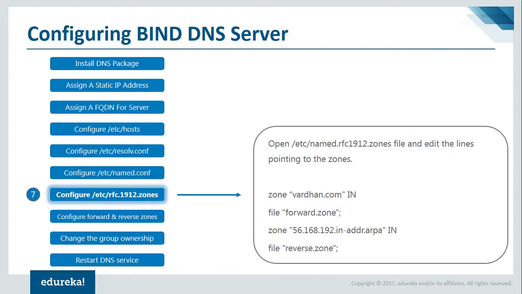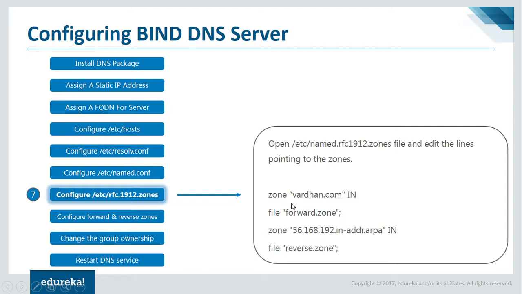Once you're done with that, let's go to step number 7. We have another file here, which is the rfc.1912.zones. These two files, the named.conf file and the rfc.1912.zones, come along with bind when you install bind. When you go to the rfc.1912.zones, you will have a number of options where you have to specify your domain name. In my case, it's going to be vardhan.com. So that is what I'm specifying for the zone of mine.